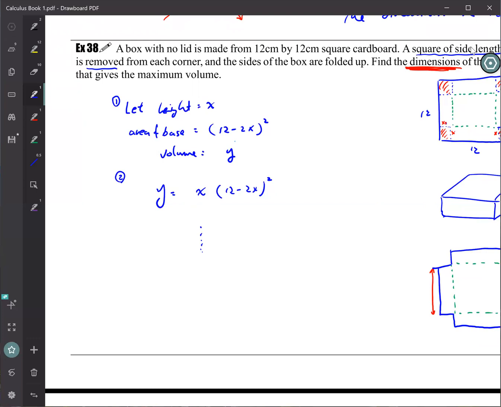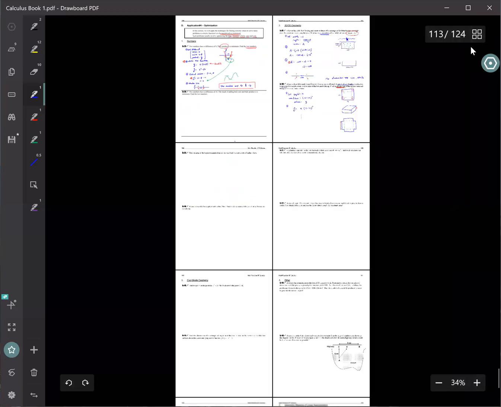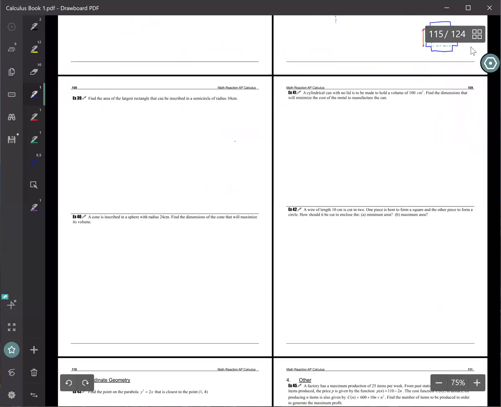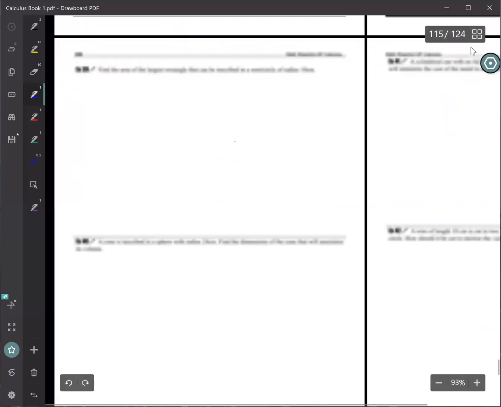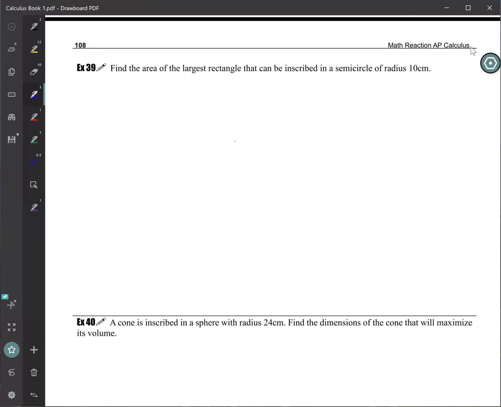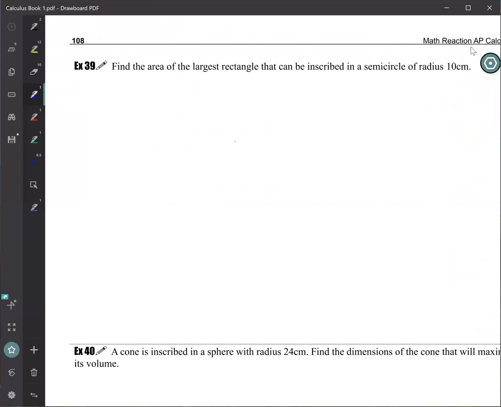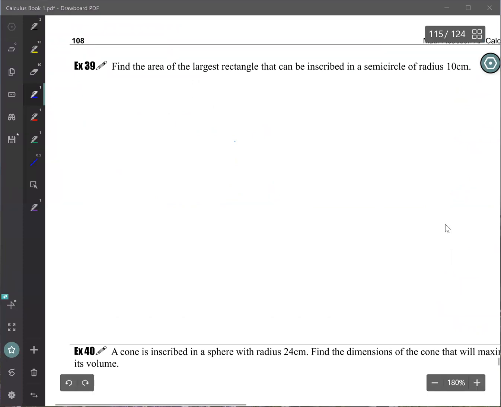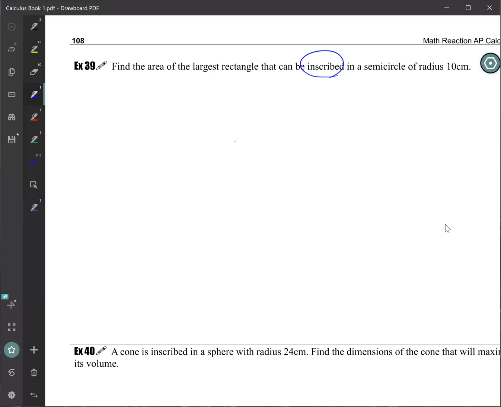Okay, so let's look at another question now. Starting with the next one, we're going to carry it through to the end. So this one will be a little bit more difficult, different from what you've seen before. Okay, so here we want to find the largest rectangle. Find the area of the largest rectangle that can be inscribed, meaning it can be placed inside a semicircle of radius 10 centimeters.